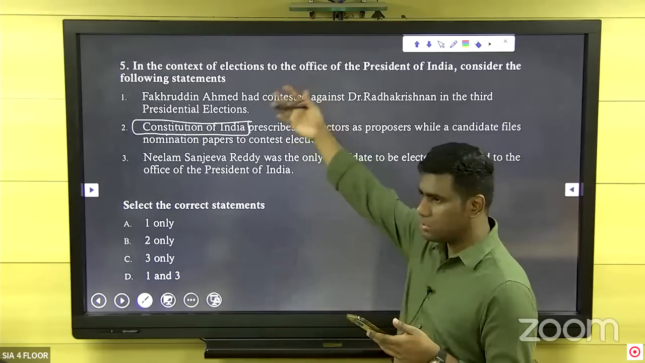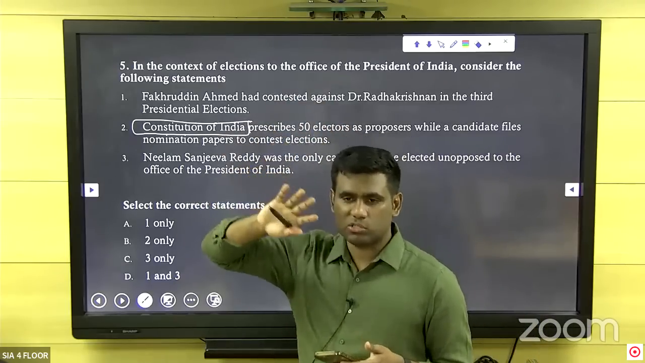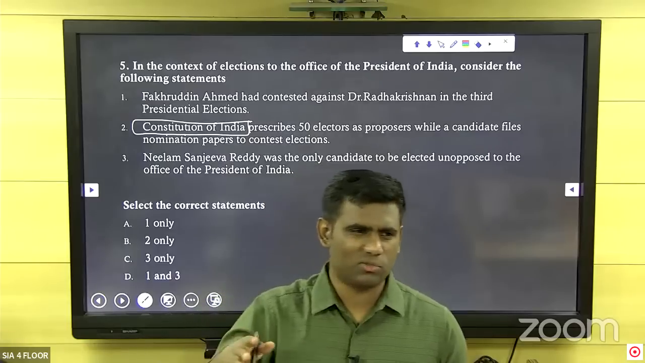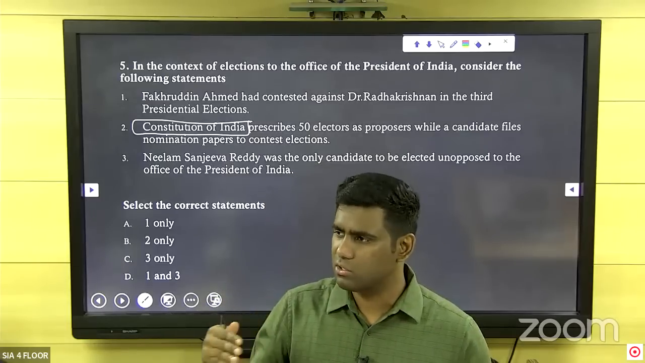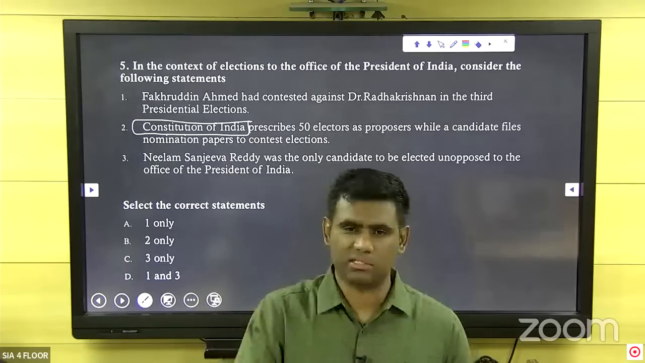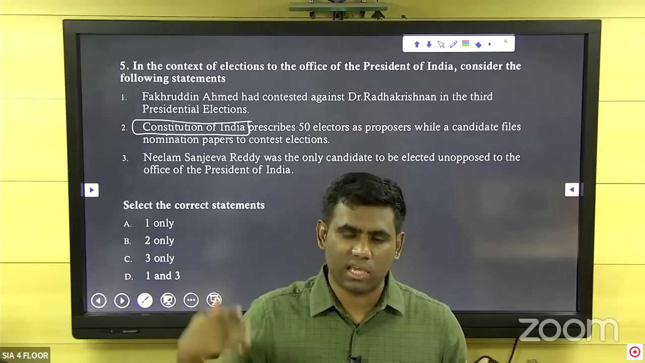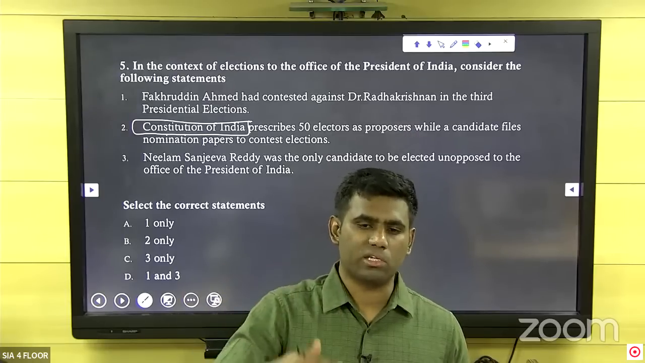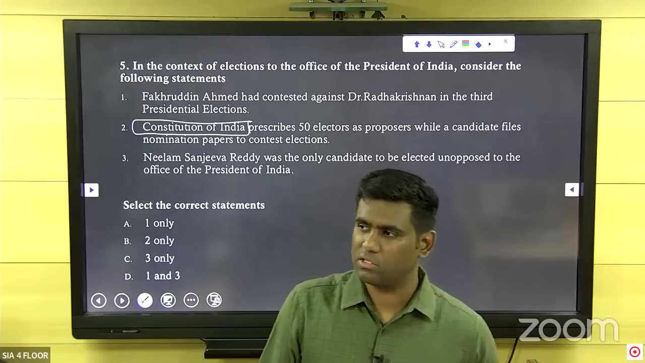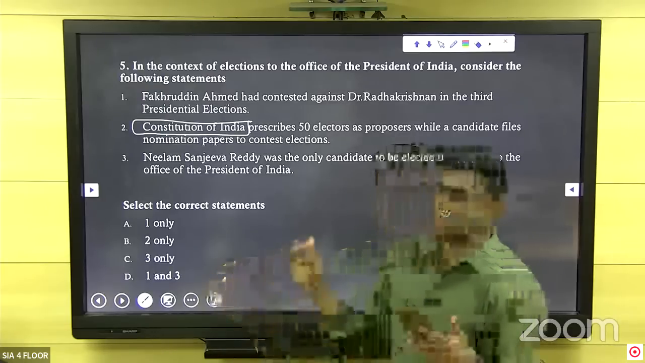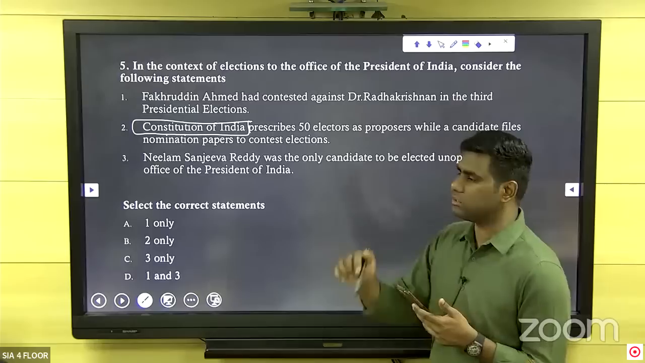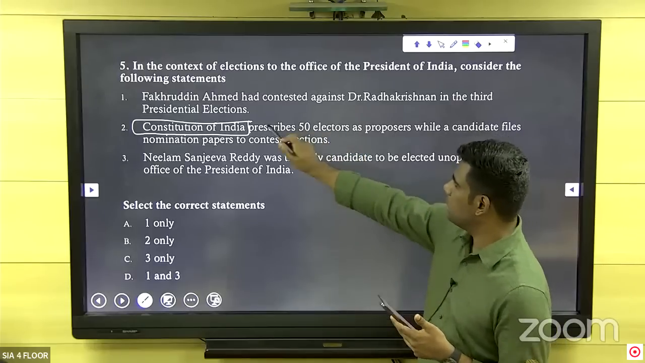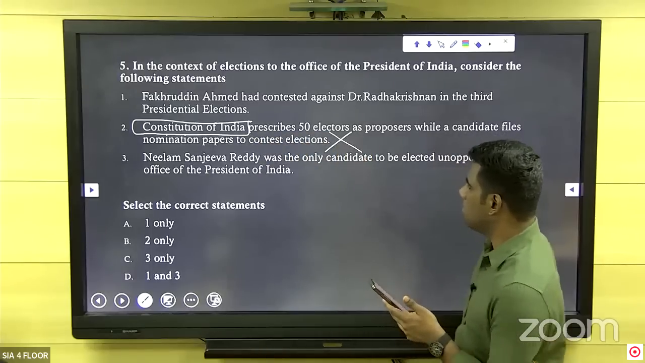The number can be easily changed. Initially, there was no concept of proposers. I think it is only in the third or fourth presidential election that slowly the concept of proposers came into existence, because a lot of non-serious candidates started filing nominations for presidential elections. So to discourage such non-serious candidates, the concept of proposers was brought into existence. So not given in the Constitution.